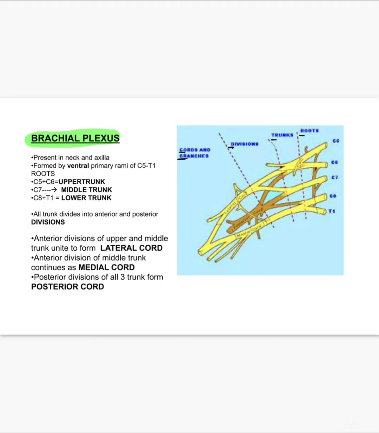So see, you have C5 to T1. This C5 and C6 form your upper trunk. Okay, this C7 forms your middle trunk, and C8 and T1 form your lower trunk. Okay, all of these trunks, guys, divide into divisions. They divide into anterior division and posterior division. So if you see the anterior divisions of your upper and middle trunk, they unite to form your lateral cord.